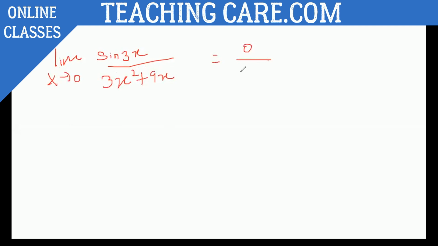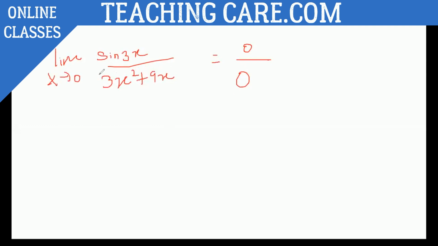I'll write it on the whiteboard. See, it is the limit as x approaches 0 of sine 3x divided by 3x squared plus 9. When I apply the limit here, sine 0 is 0, and this one also becomes 0. If it is a 0 by 0 form, you can use L'Hospital's rule. The mathematician thought that I should get an answer for this.